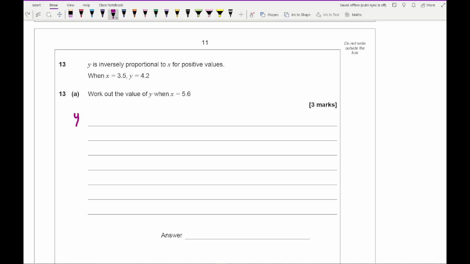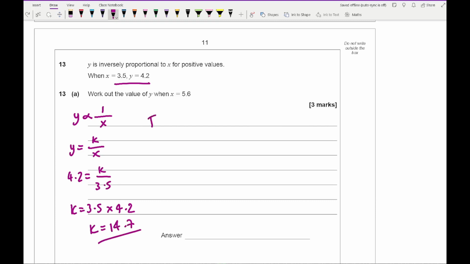So first of all, we set up the formula. So y is proportional to the inverse of x. I then replace the proportional symbol with equals k. And then I substitute these numbers in to work out what k is. So I've got 4.2 is equal to k over 3.5. So k equals 3.5 multiplied by 4.2. So k equals 14.7.